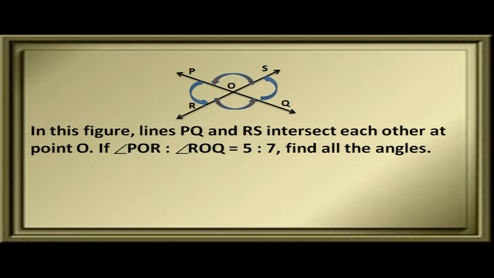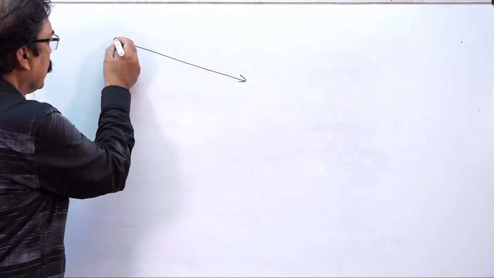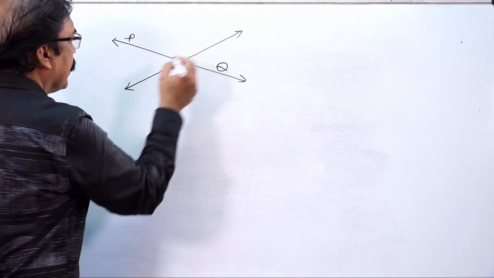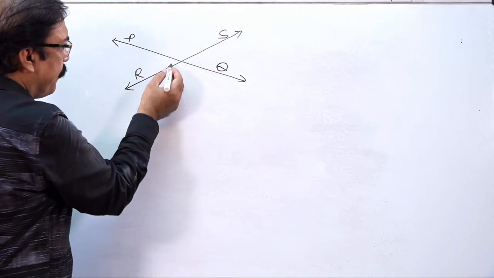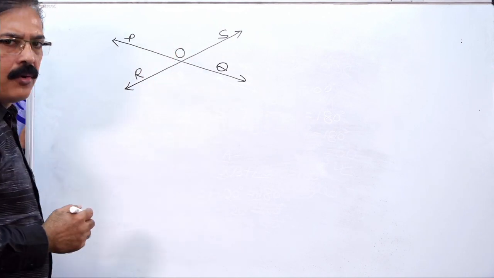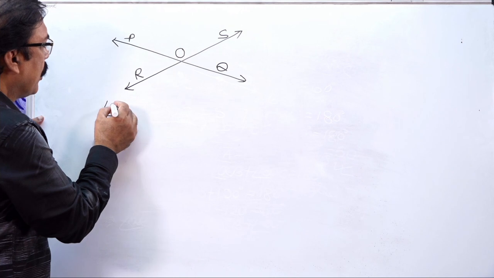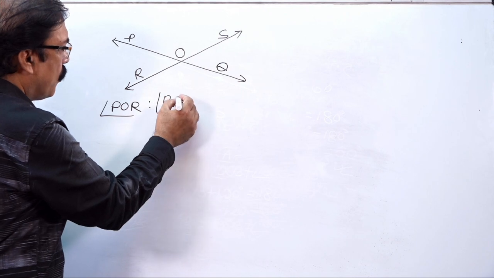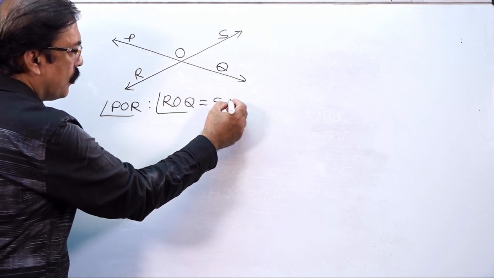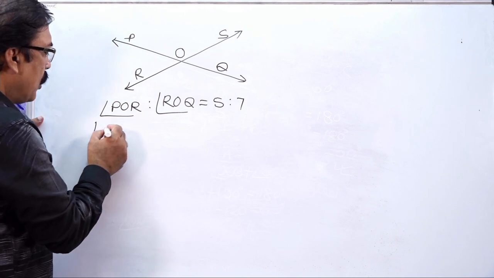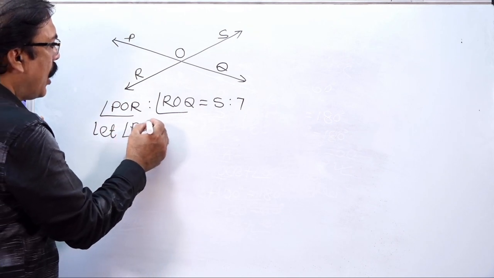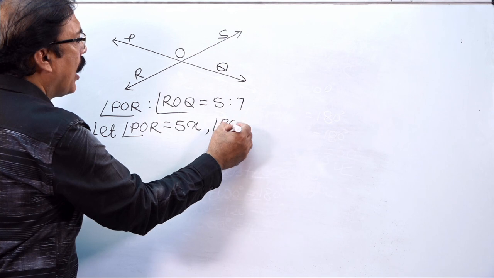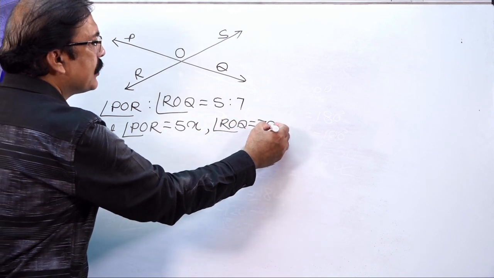Let's draw two lines PQ and RS. Let them intersect at point O. Given that POR is to ROQ is equal to 5:7. So, let angle POR be 5x and angle ROQ be 7x.